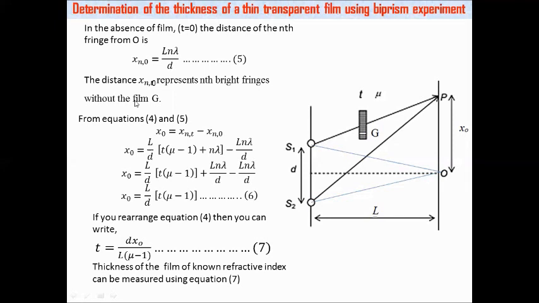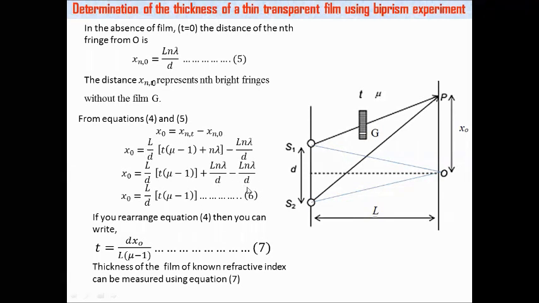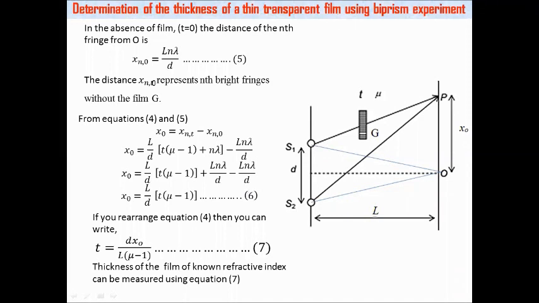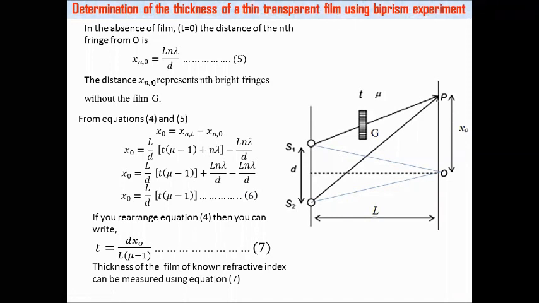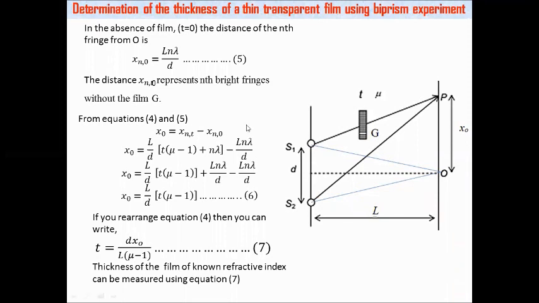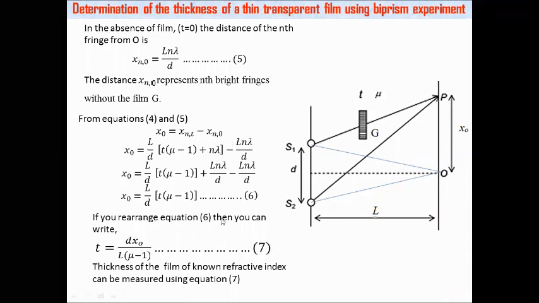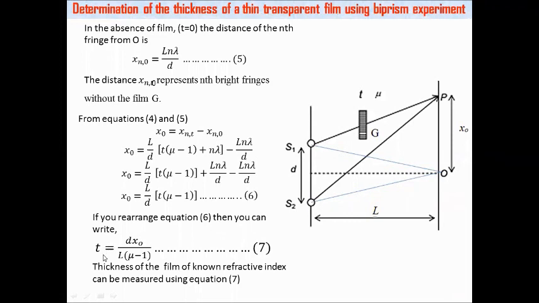Therefore, the displacement of the nth bright fringe is obtained by subtracting equation 5 from equation 4. If you subtract equation 5 from equation 4, you will get equation 6, which gives the amount of displacement of the fringe. If you rearrange equation 6, then you can write equation 7.